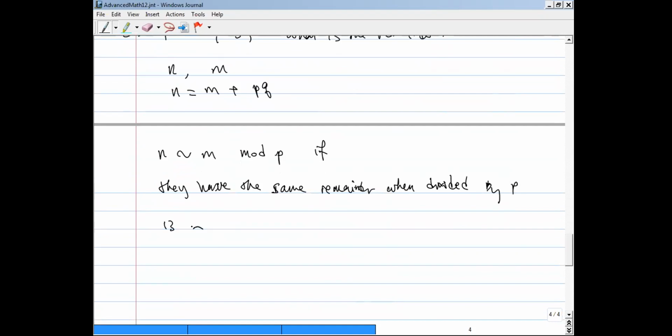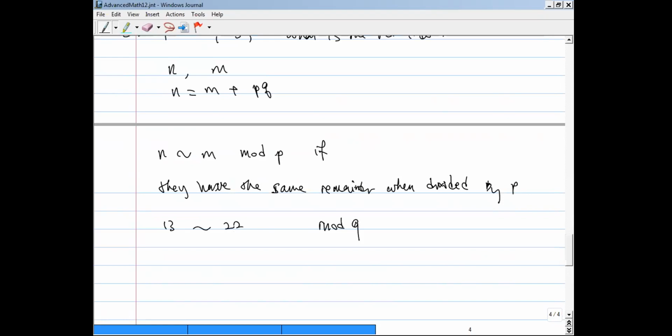But this is also equal to, let's find two examples, modulo 9. When 13 is divided by 9, the remainder is 4. Another number is 22. In my eyes, 22 is the same as 13 with respect to the remainder, because 13 divided by 9 has remainder 4, and 22 divided by 9 also has remainder 4. So we just use this simple notation.